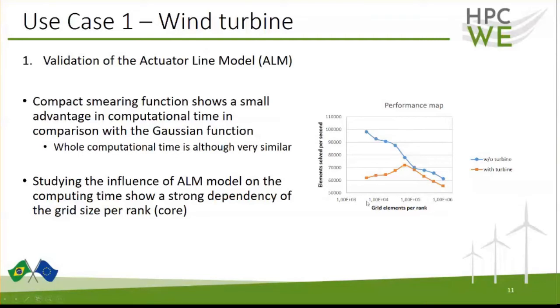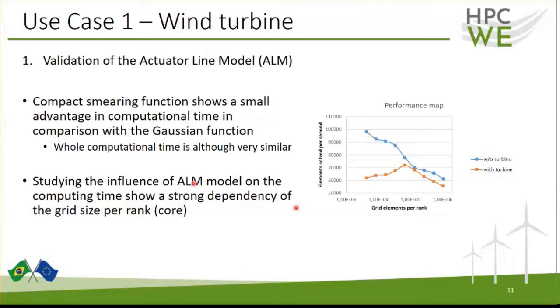Here we have grid elements per rank, per core of the machine. The blue line shows that with a small amount of grid elements per rank, I can solve the most elements per second. That shows me that the efficiency of the code is very high when I have fewer elements per core, which is expected. If I have very few elements per core, I can better use the cache memory of the processor, and the processor has less work to do, so I expect a better efficiency.